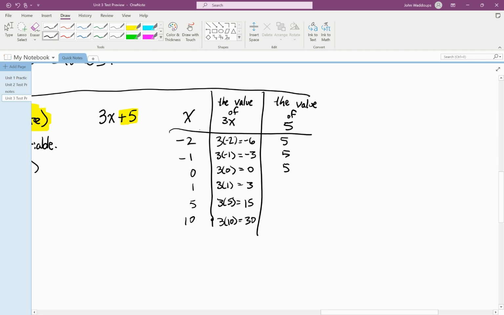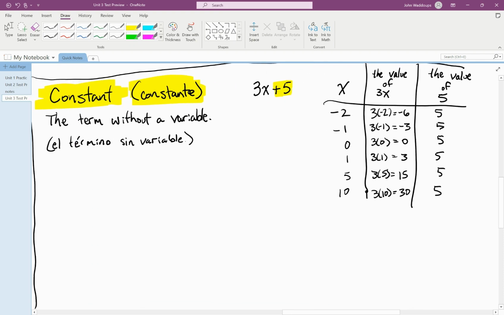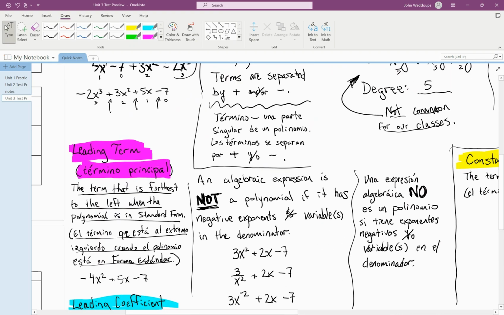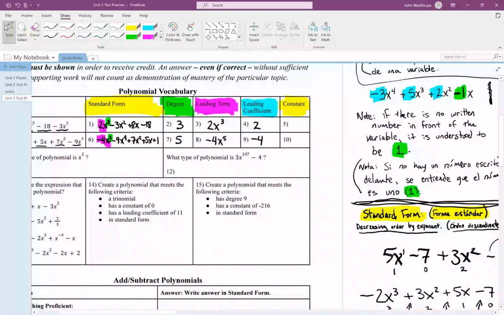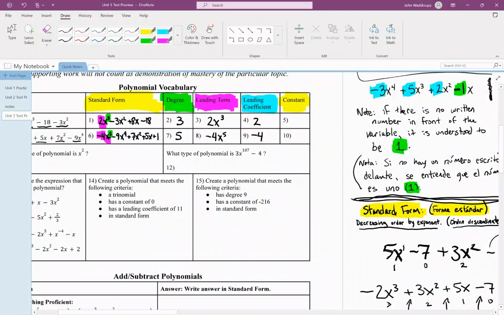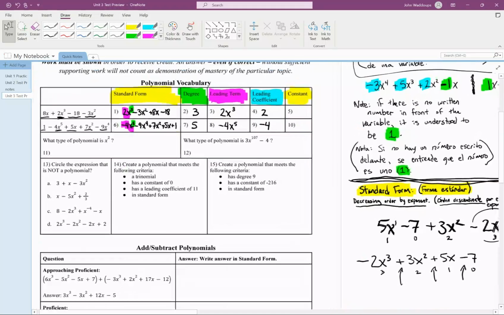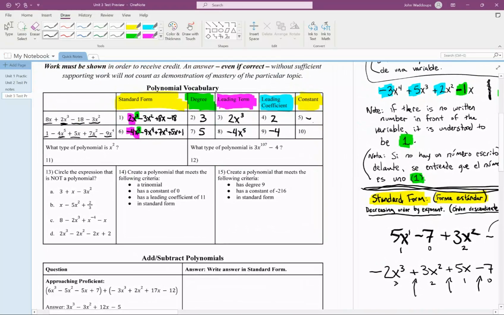And so here the value changes depending on what x is, but in each of these cases, the value of the constant does not change. It stays 5. So back here to these examples, the constant in this first polynomial is negative 18. And the constant in the second one here is 1. So this negative 18 and 1 is here, this negative 18 and this 1.